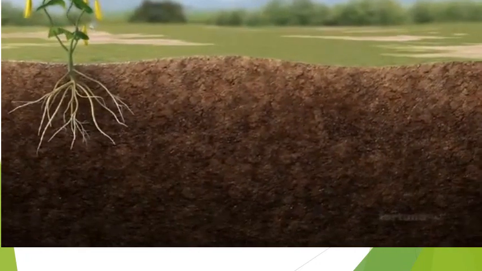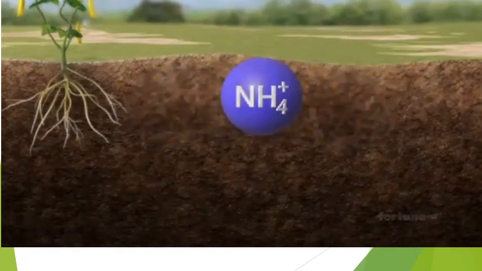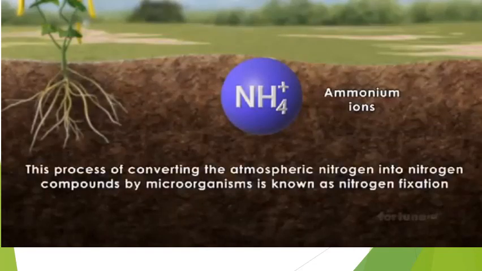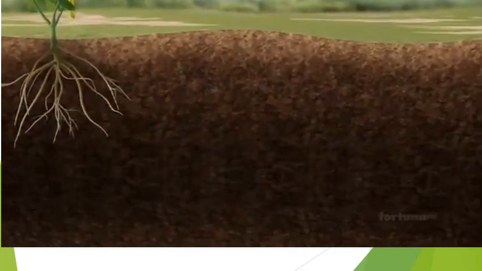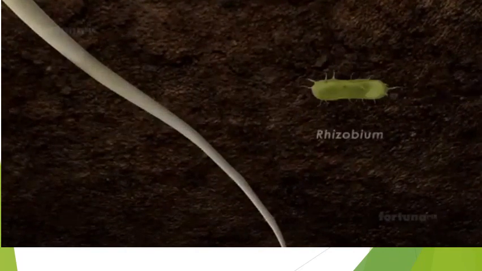Once in the soil, the nitrogen will combine with hydrogen to form ammonium ions through the aid of microorganisms. This process of converting the atmospheric nitrogen into nitrogen compounds by microorganisms is known as nitrogen fixation. One of the best known examples of nitrogen fixation is the association between leguminous plants and bacteria of the genus Rhizobium.